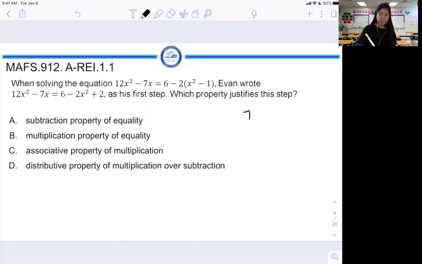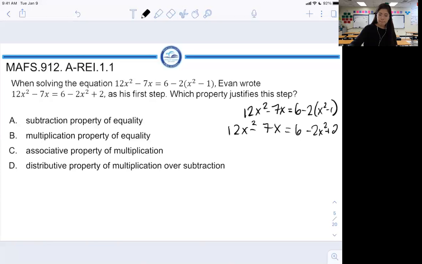So how did he go from this to this? Good, Perla. He distributed. This is the distributive property. Easy. Not too bad. Any questions on that?